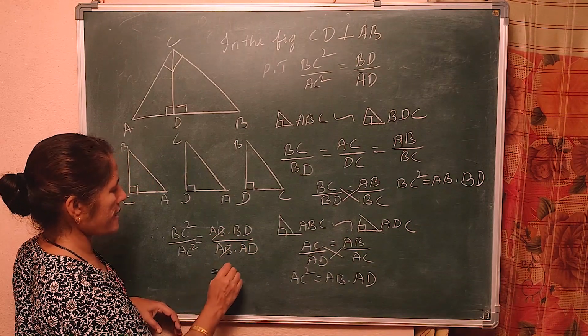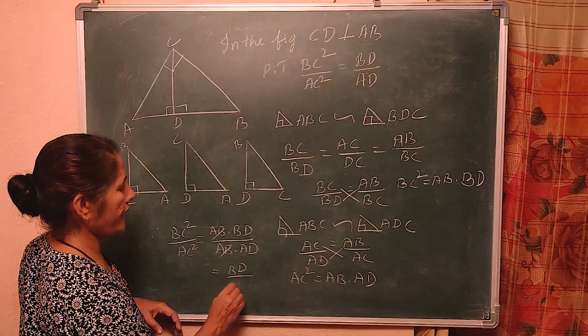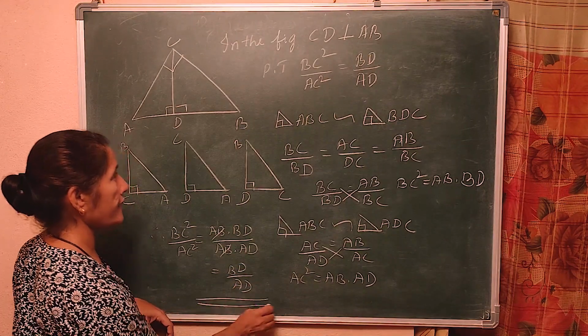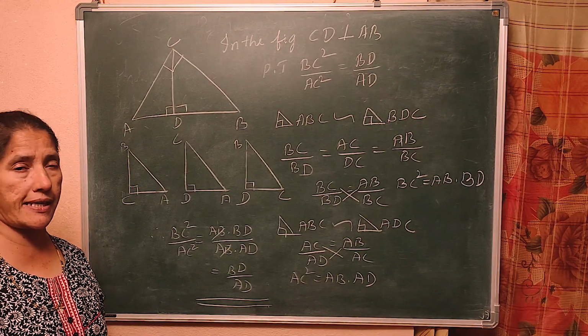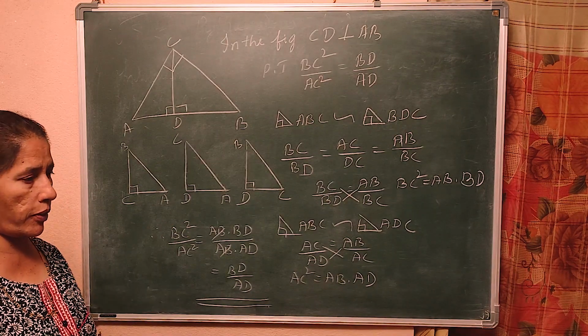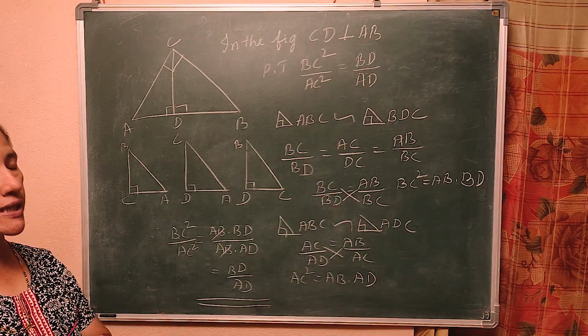AB cancels, so AB is equal to BD by AD. Is our answer correct? We proved it within no time. If you understand it like this, it is very easy to solve all types of problems. Now let us go to the second problem.